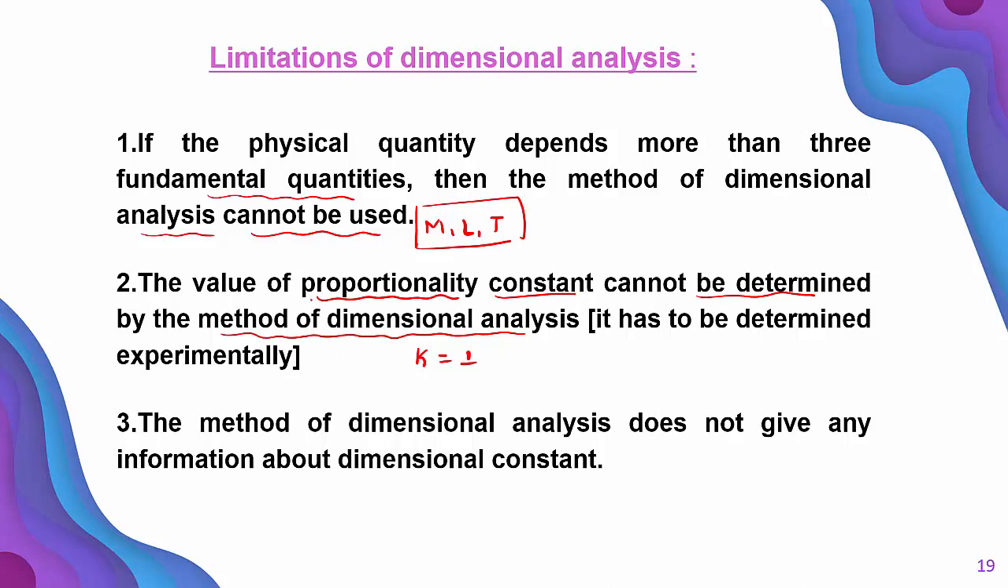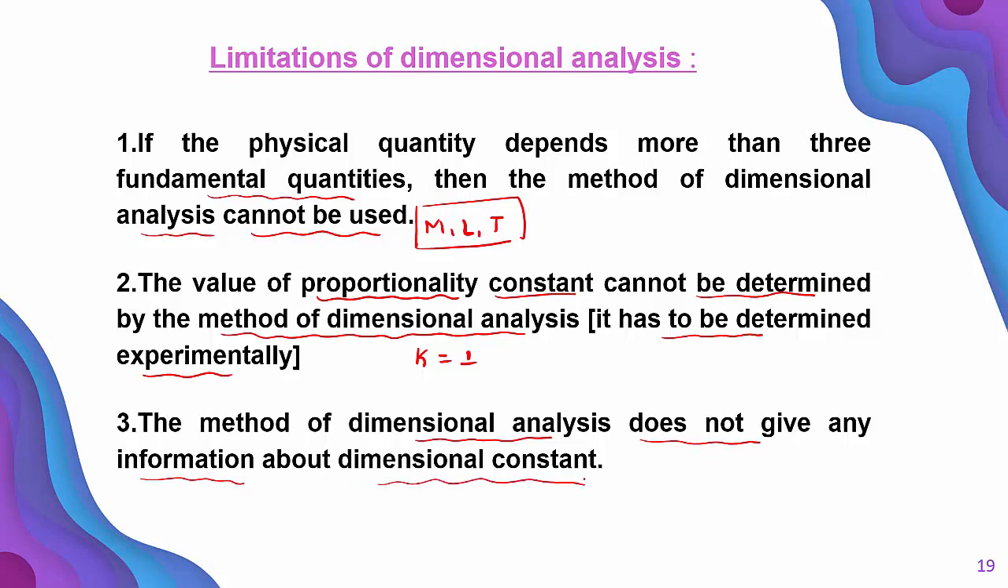What is the drawback? The value of K, that is the proportionality constant, cannot be determined by the method of dimensional analysis. It has to be determined experimentally. So we have to determine the value of K only with the help of experiment. Experimentally we can determine it, but dimensional analysis cannot determine the value of K. Then the third drawback: the method of dimensional analysis does not give any information about dimensional constants.